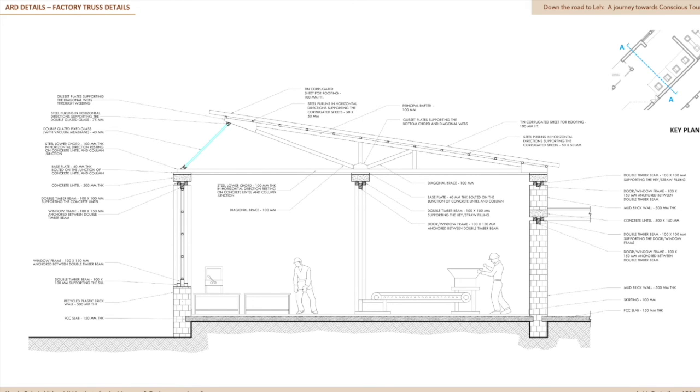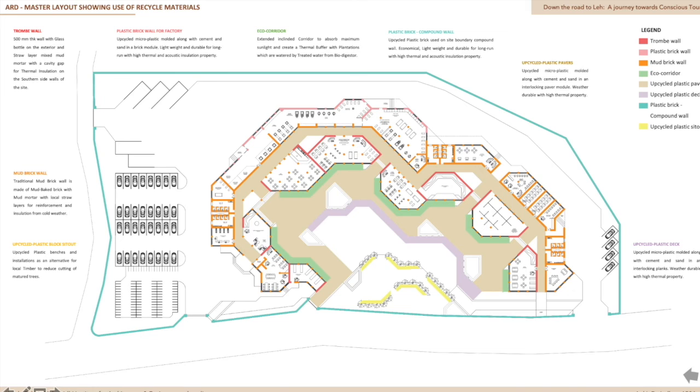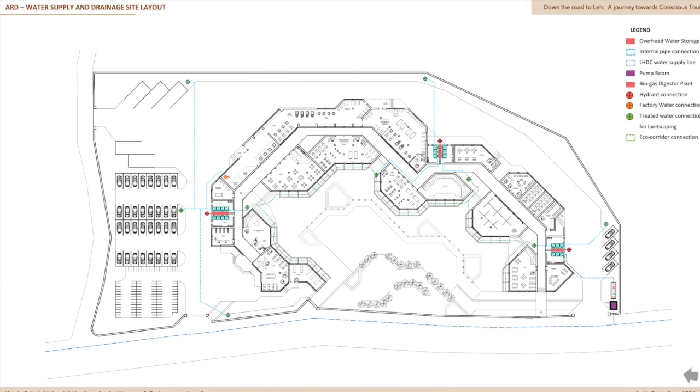The north light truss is used in the factory to get diffuse light and avoid heat gain inside the room. This layout shows the use of different upcycled materials used in the project which are strategically placed such that they respond to the climate. The following drawing shows the water supply and drainage layout.